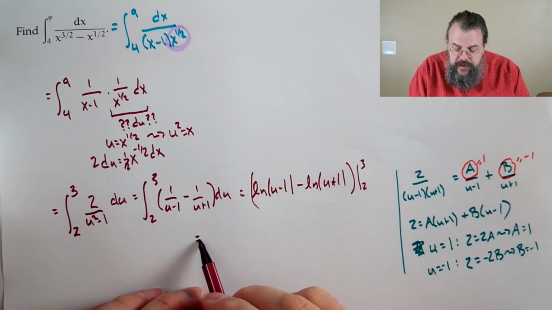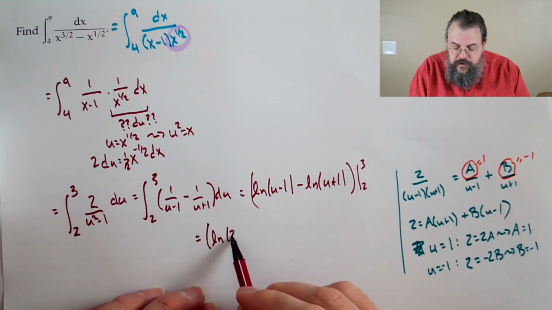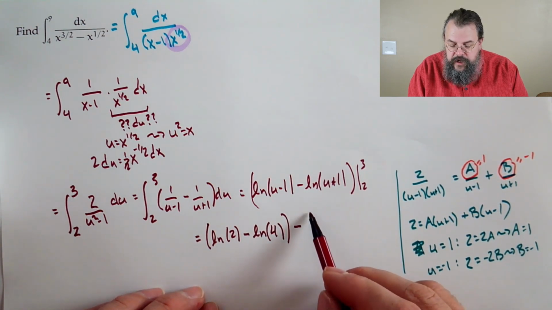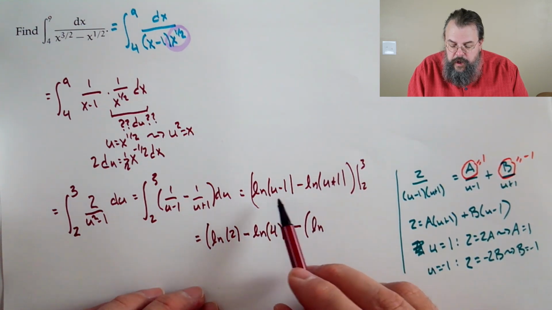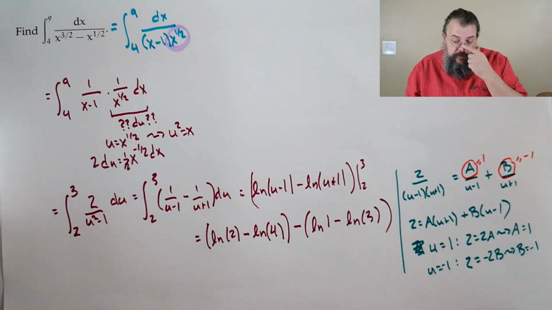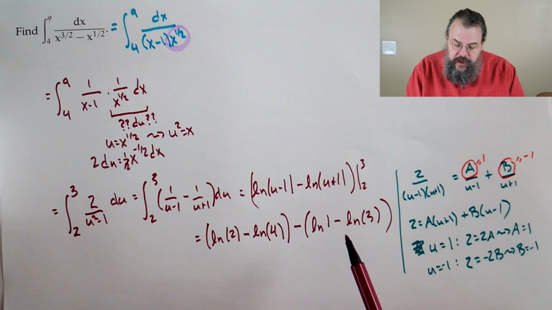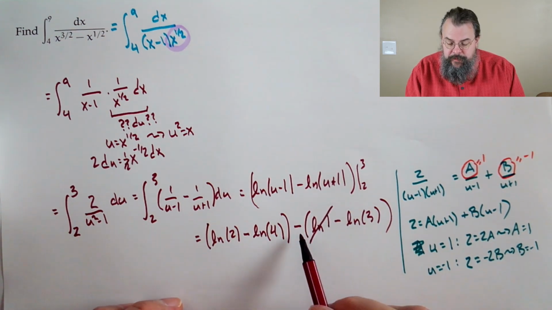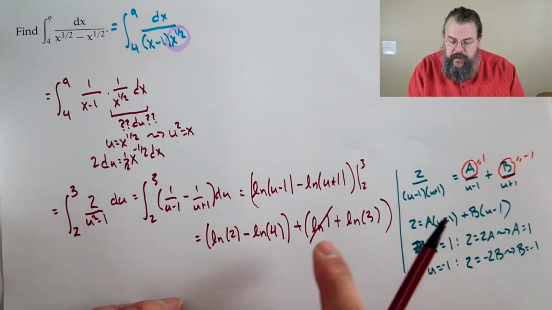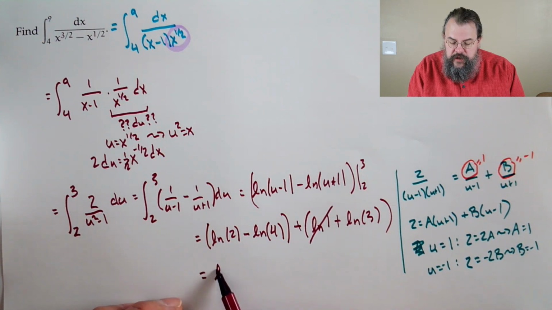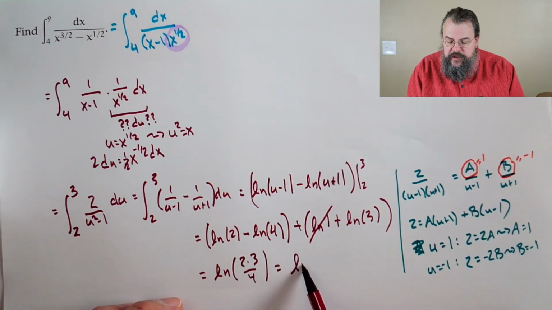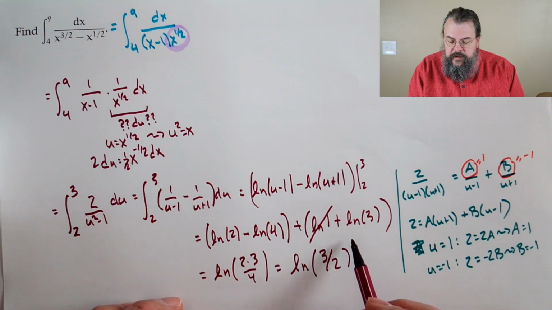So we have natural log of 2 subtract natural log of 4. And from that, we're going to subtract natural log of 1 minus natural log of 3. All right, so what happens? Well, natural log of 1 is 0. That goes away. Minus minus makes a plus. And remember, when we add, we multiply. When we subtract, we divide. So truly, natural log of 2 times 3 over 4. But you can clean that up. So we get the natural log of 3 halves.